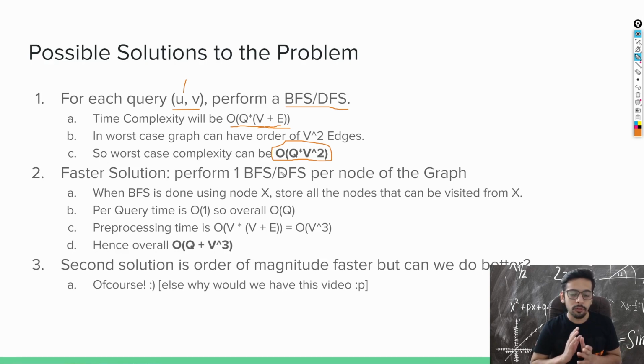So how about I perform some pre-processing? For every node, I do a BFS and I store all the nodes that can be visited from node X. Now per query, I can answer in O(1) time. So that is good, but still the pre-processing time is V times the time for BFS. It ends up being V cube. So this is slightly better if your Q is greater than V, but otherwise it's still a cubic solution. Can we do better? We actually can, but for that we have to learn disjoint set data structures.